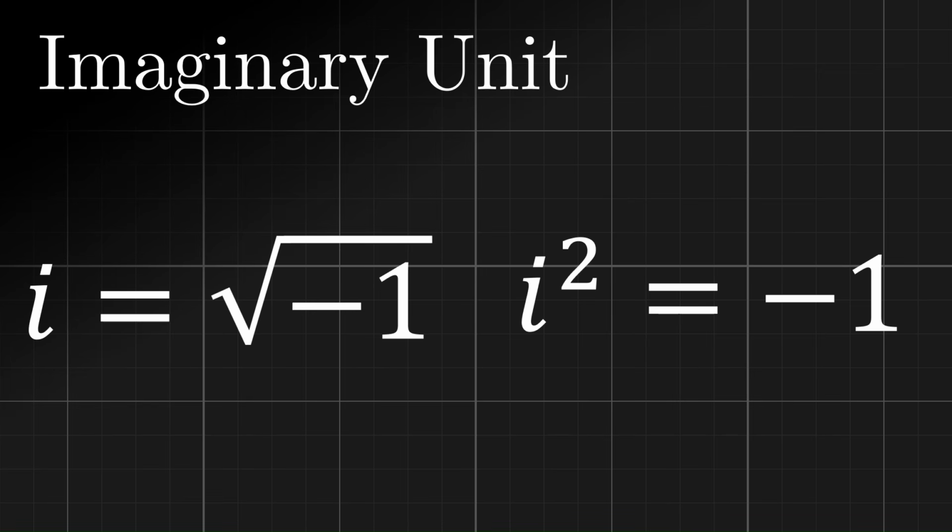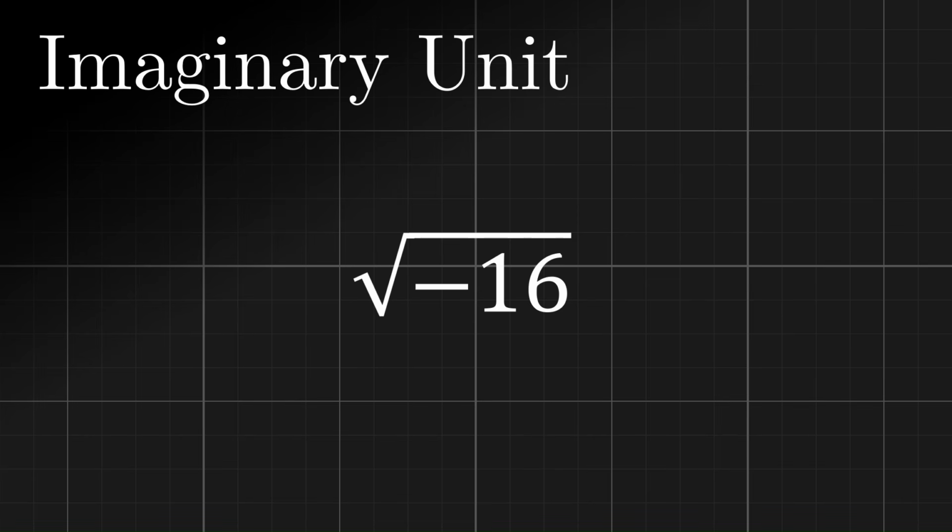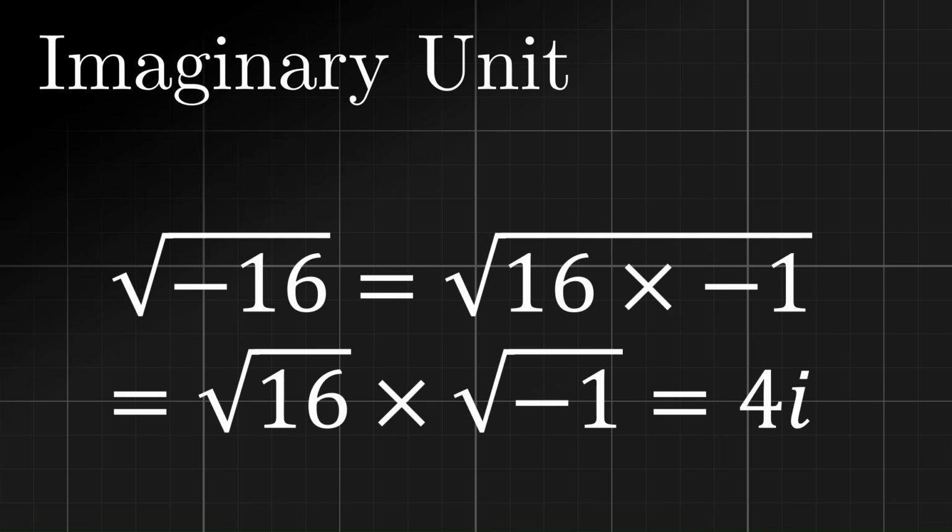For instance, the square root of -16 isn't a problem anymore. The square root of -16 equals the square root of 16 times -1, which equals the square root of 16 times the square root of -1, which equals plus or minus 4i. Numbers like this, 4i, -i, or pi times i, are called pure imaginary numbers.